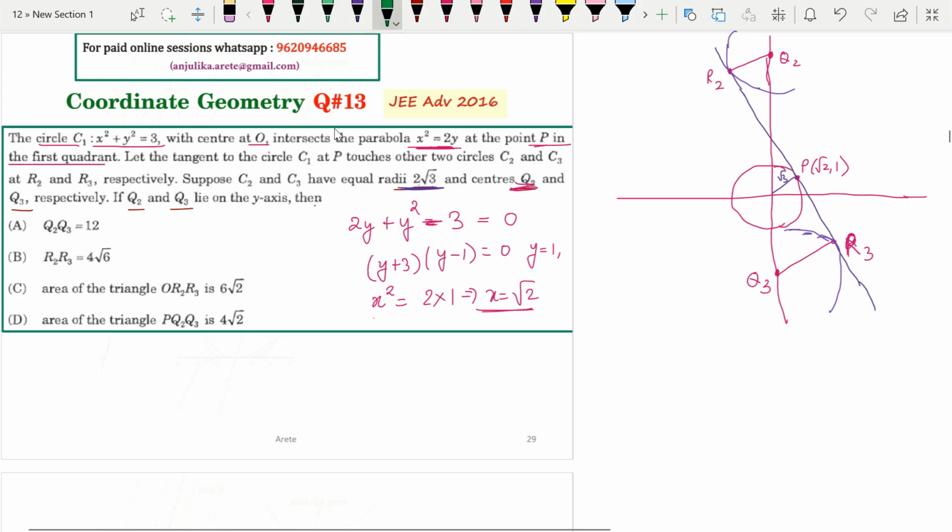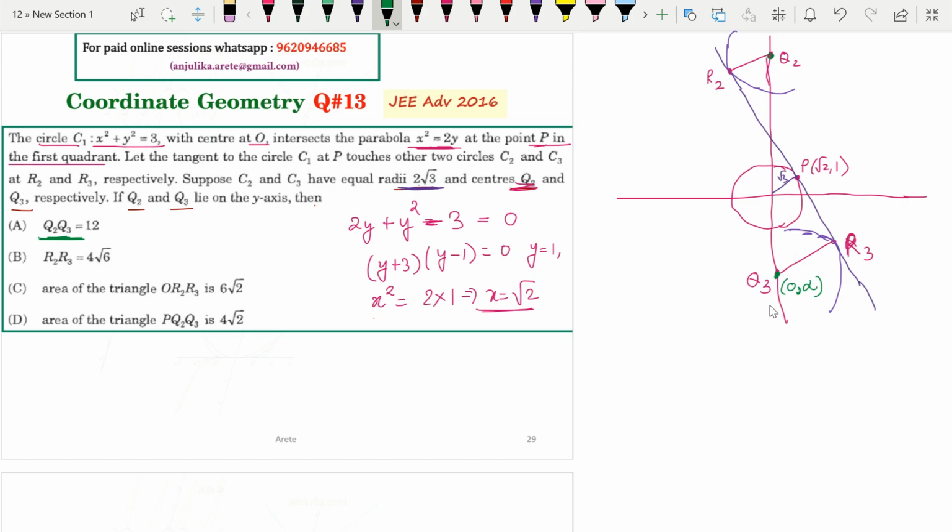Now let's see what they're saying. Q2, Q3. So how do I get Q2, Q3? One thing is for sure that Q2, Q3 both are on the y-axis. So if I assume some coordinate, it would be like x is 0, right? And y coordinate I can assume anything. Let's call it alpha.